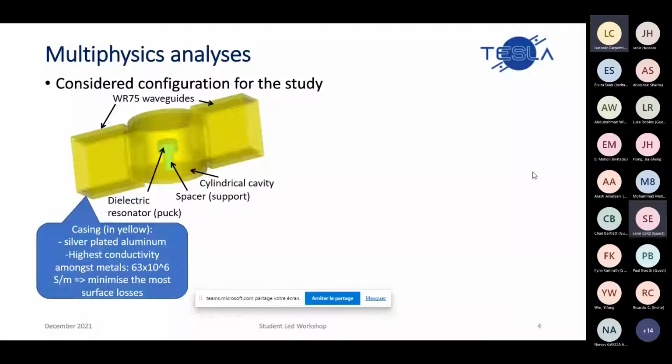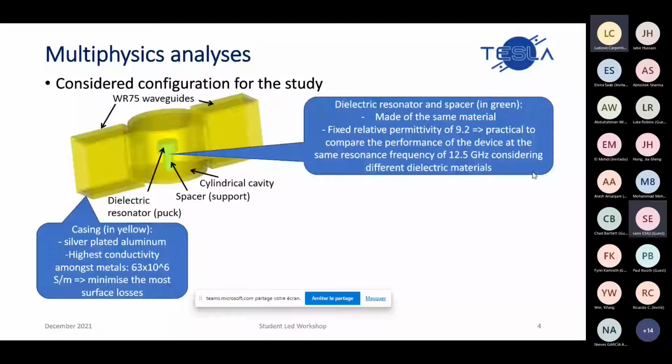The dielectric resonator and the spacer, for the purpose of this study, are made of the same material, and we suppose that those two components will have a fixed permittivity of 9.2, which is very similar to alumina. Even though we'll be changing the type of ceramic, we'll consider this permittivity fixed just to observe the results at the same resonating frequency, which in our case is 12.5 gigahertz.